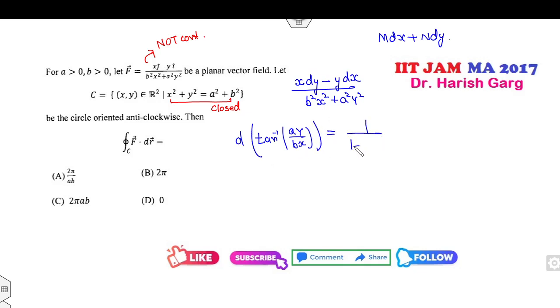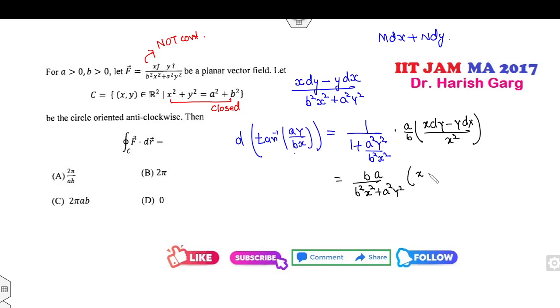So I can say it's 1 over 1 plus a square y square over b square x square into the derivative of this part. So a over b I can take as outside, it's a x dy minus y dx over x square. Now if you take the LCM, one x square will be cancelled out, so it's ab over b square x square plus a square y square into x dy minus y dx. Now if you compare them, these are the similar term.